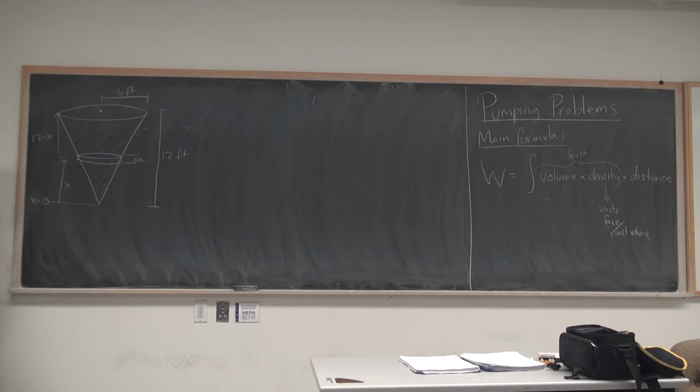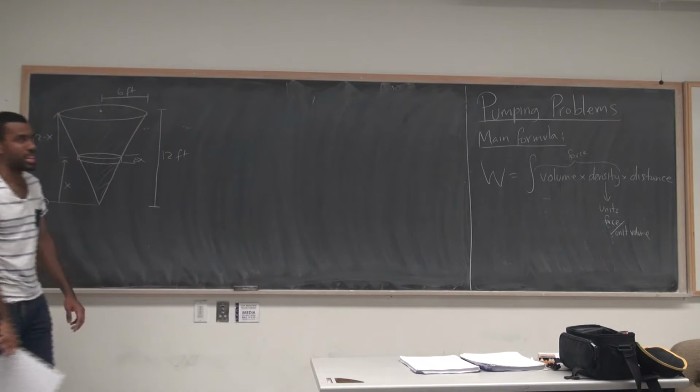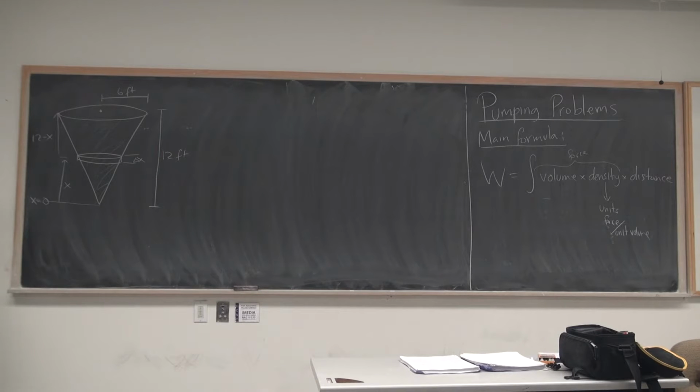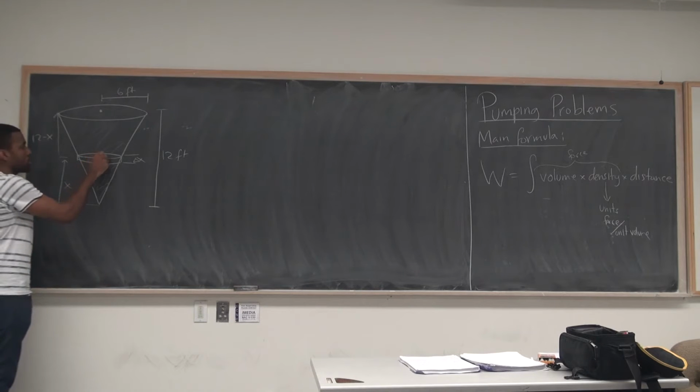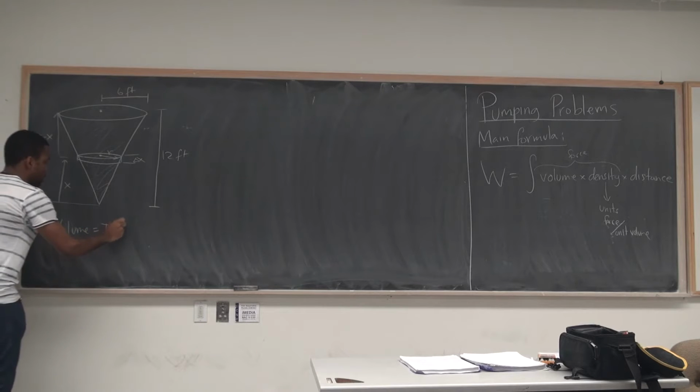What kind of object is this slice? It's a cylinder. Now, remember our formula: work is volume times density times distance. Do you remember what the volume of a cylinder is? Pi r squared h, the area of the base times the height. The area of the base is a circle, so this is going to have some radius r. And so my volume is pi r squared h.